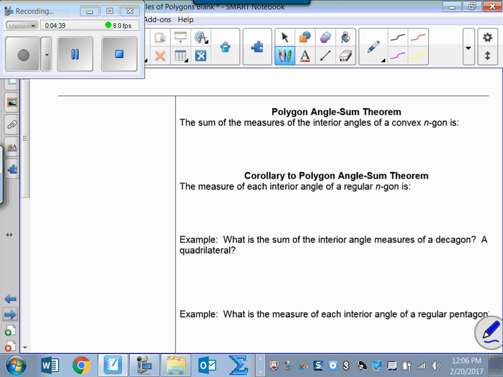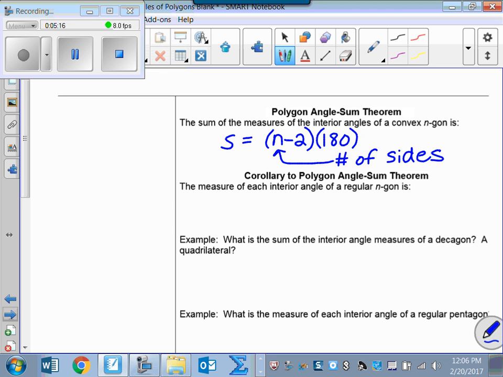Okay, now we got a theorem or two. How do we find the sum of the measures of the interior angles of a convex n-gon? And when we say n-gon, we're just saying in general. That means for any polygon, we don't know how many sides it has, but this formula here is going to work for any polygon. So the sum is going to be n minus 2 times 180, where of course n is referring to the number of sides that the polygon has.